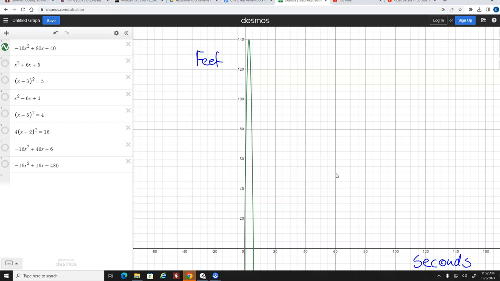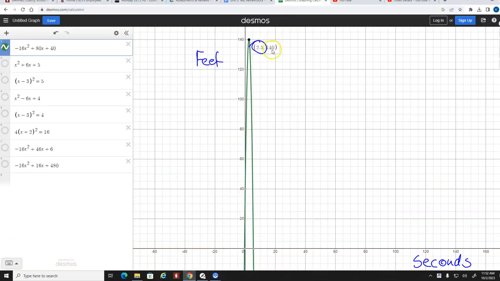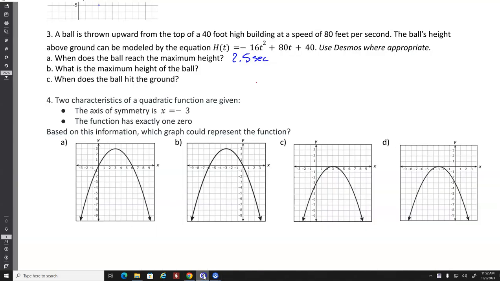When the question is asking us, when does the ball reach the maximum height? That is time-wise, so I'm going to go to the highest point of the ball. My time is going to be 2.5 seconds, which is represented by the x value. What is the maximum height of the ball? Again, I'm going back here. The highest the ball goes is a y value, in feet, which is 140 feet.